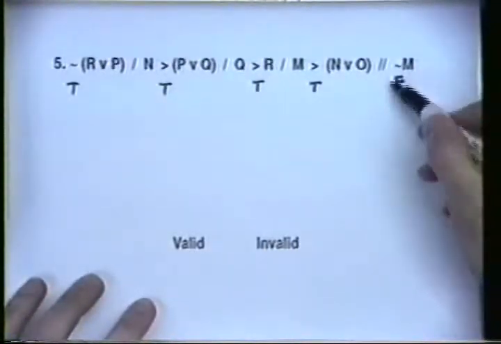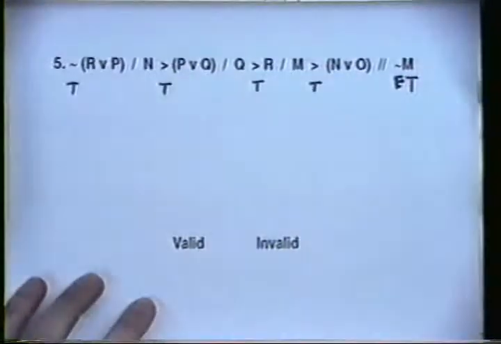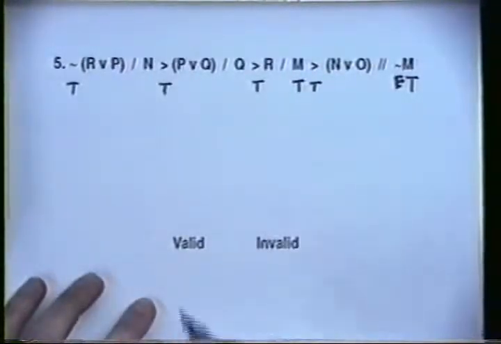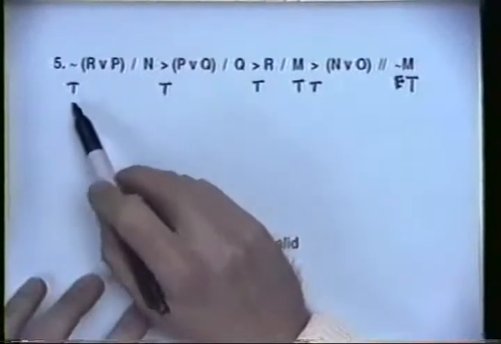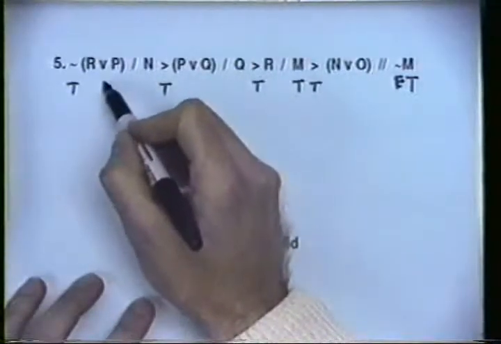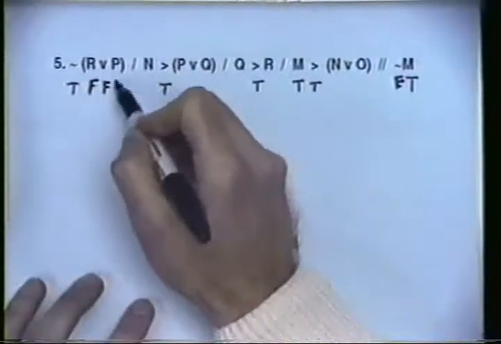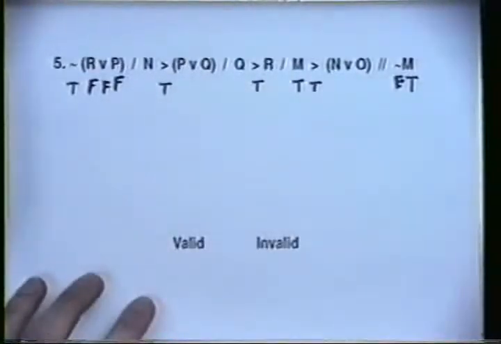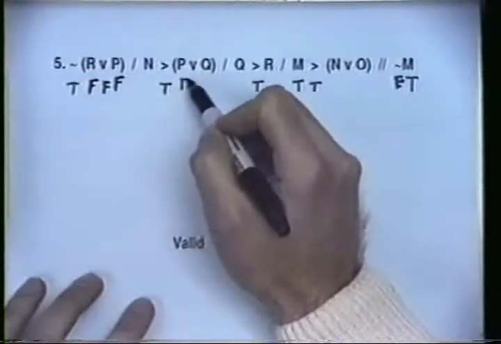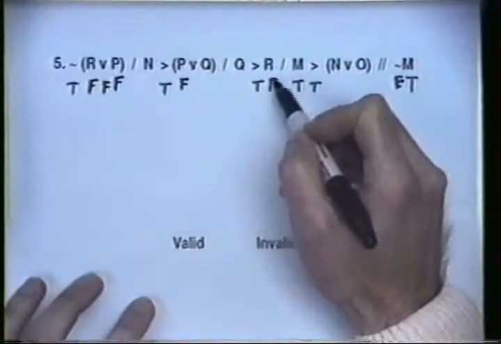Now, let's return here and see what we already know about this row. Notice that if the conclusion must be false, then the M must be true. That will tell us that the occurrence of M over here also must be true. Now, look at the first premise here. If it has to be true, since it's the negation of a disjunction, the only way that would be possible is if the disjunction itself were false, and remember that requires that both the R and the P are false. That tells us that this P here is false, and this R here is false.